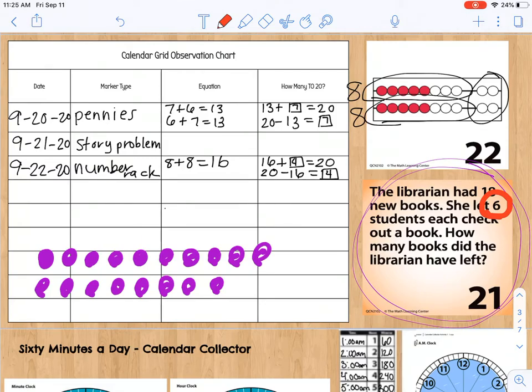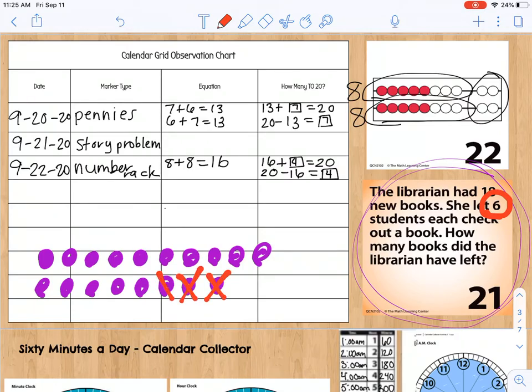So in our picture, or if we were acting this out in real life, what would we do with the 18 books? What does the problem tell us is happening? Yeah, some of you might be thinking that 6 students each check out a book, so 6 of these 18 books are now gone because they've been checked out. So let's cross off the 6 that were checked out.